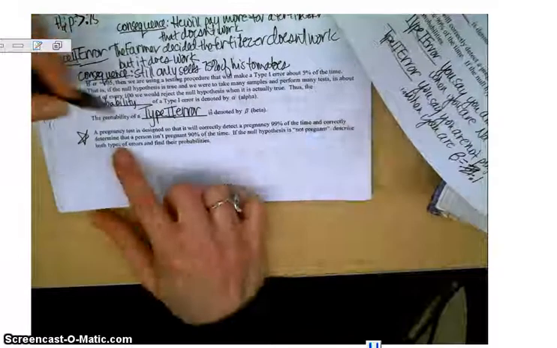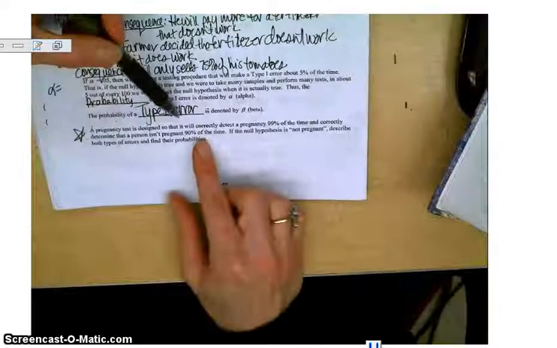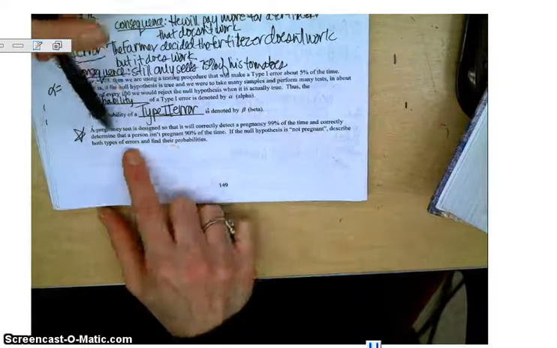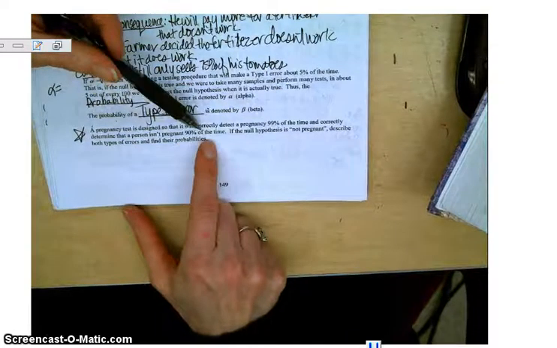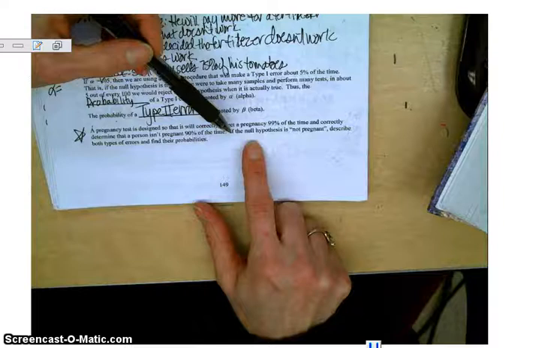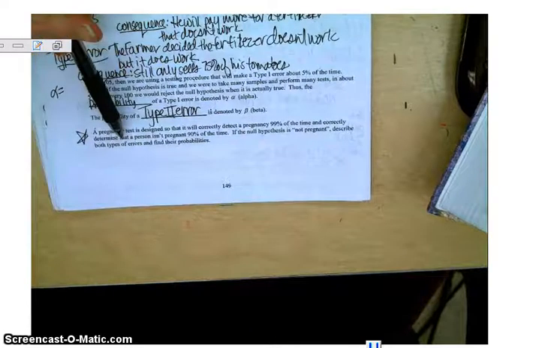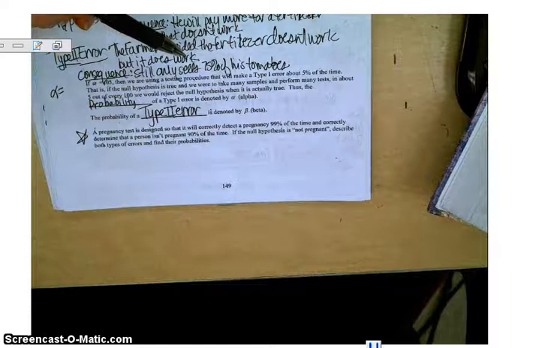Okay. So a pregnancy test is designed so that it will correctly detect a pregnancy 99% of the time and correctly determine that a person isn't pregnant 90% of the time. So if the null hypothesis is not pregnant, describe both types of errors and find their probabilities.